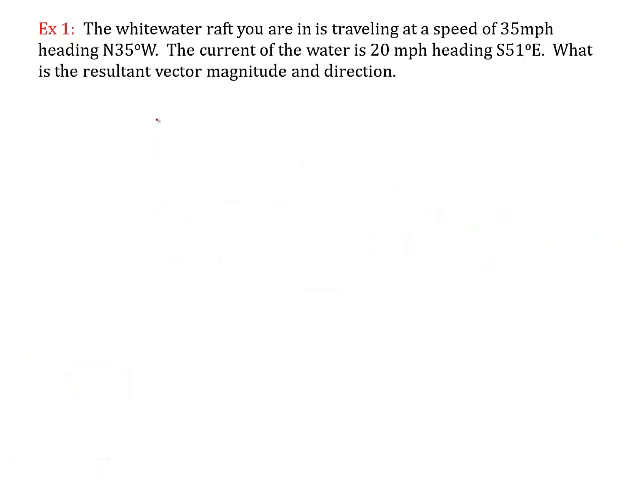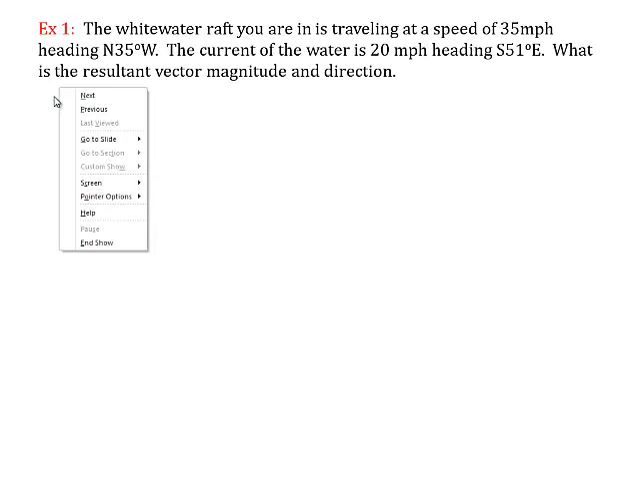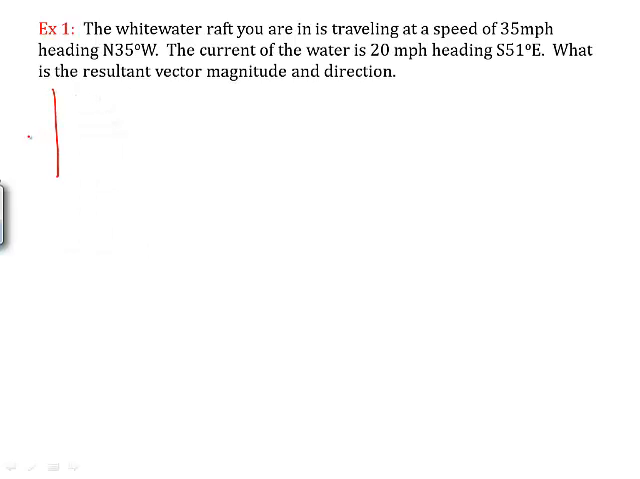Number one, a whitewater raft that you're traveling in has a speed of 35 miles an hour, heading northwest at 35 degrees. Okay, so I'm going to draw this out. Northwest is this direction. Remember, 35 degrees is this right here. Now in order to know what that vector angle is, I just need to add 90 degrees to it. So I get 125 degrees.